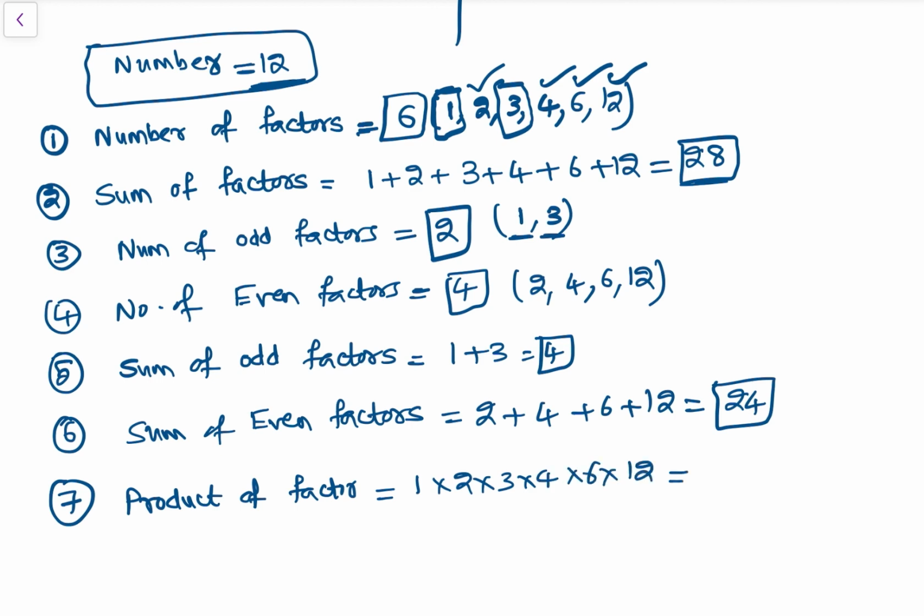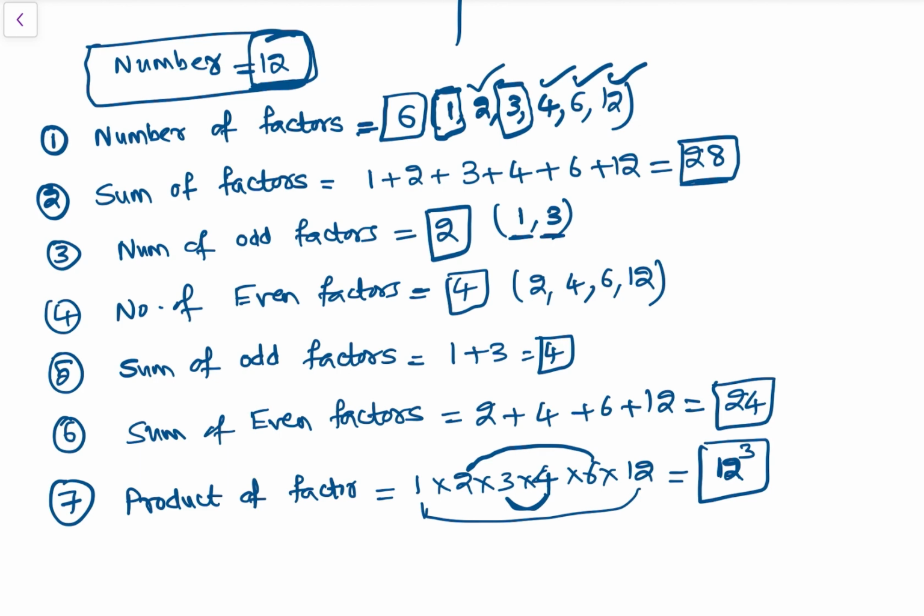Okay. So if you do that, see, this is 12 into 1, this is 6 into 2 is 12, 3 into 4 is 12. So product of factors, we can simply say the number cube, that is 12 cube would be the product of factors. Okay. So these things, but the issue is, see, this is number 12.